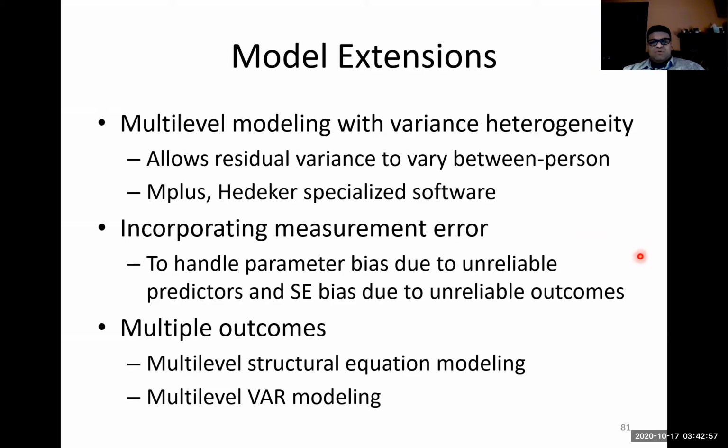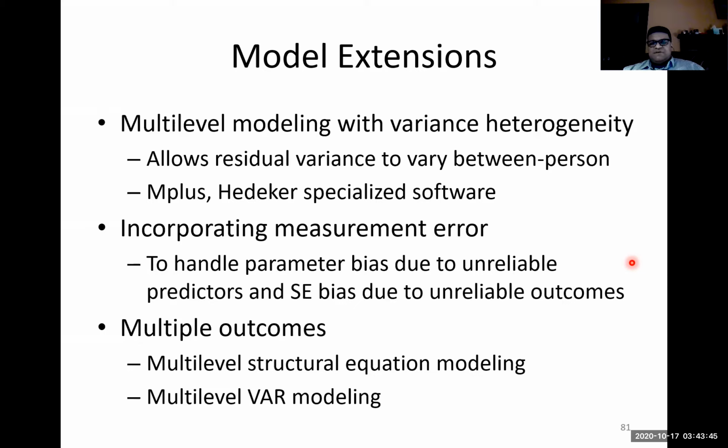Another model extension is to incorporate measurement error. Measurement error can create bias in parameter estimates, and can also create bias in standard errors, because of having unreliable measures of predictors and or outcomes. An extension of the multi-level model that we examined would be multi-level structural equation modeling, where we can have a y with variability at different levels, but there's a measurement model placed on y, and there can also be a measurement model placed on x within the context of a multi-level model.